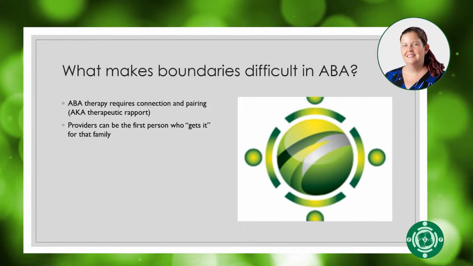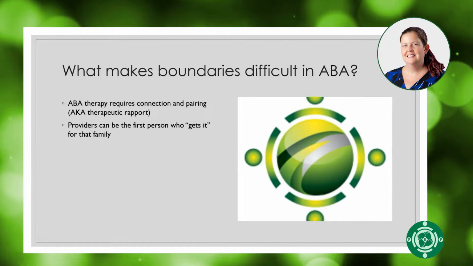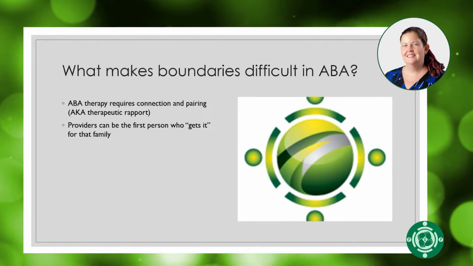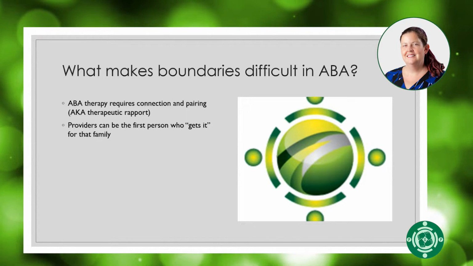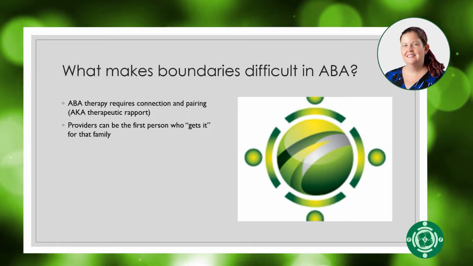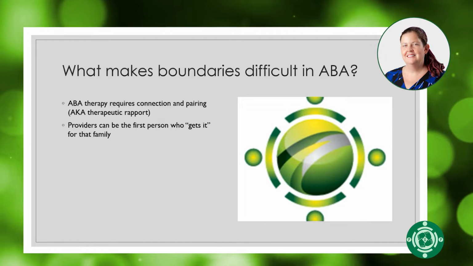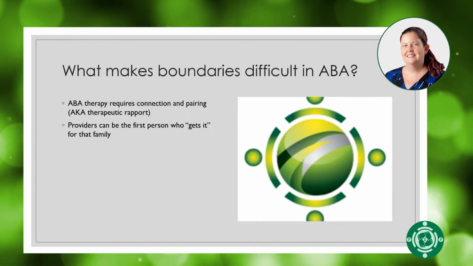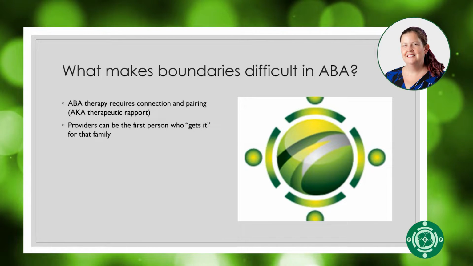So what makes boundaries difficult? ABA therapy requires connection and pairing, which is also known as therapeutic rapport. Basically it means you have a therapeutic connection, a strong pairing, so that trust is built to be able to make progress. A lot of times the providers are the first people that get it for that family. If they've never had any type of treatment, a lot of times we're the first ones that understand and don't judge. And that immediately makes a very strong connection.